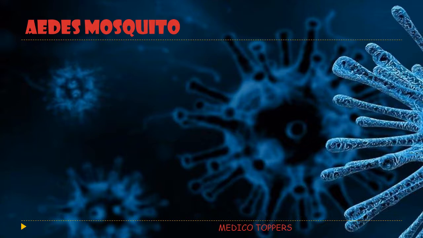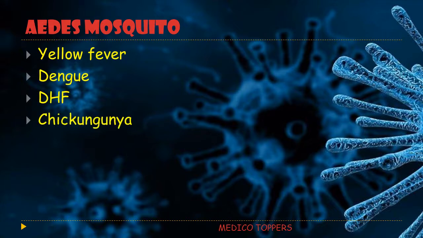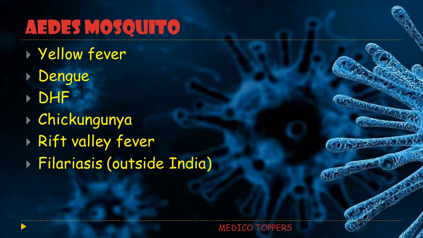So now the most important MCQ. Let's see the diseases spread by Aedes mosquito. Yellow fever, dengue hemorrhagic fever, then chikungunya, then Rift Valley fever, and finally filariasis, mainly outside India. So this filariasis can be transmitted by 3 different types of mosquito, that is Aedes, Culex and Mansonia, and depending upon the location it may vary.